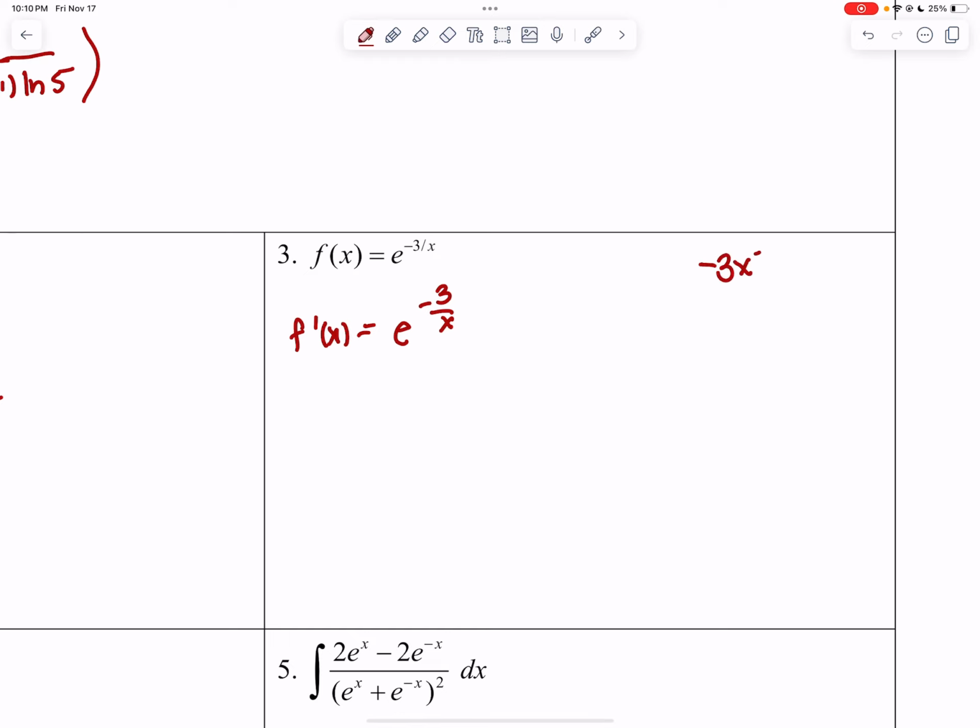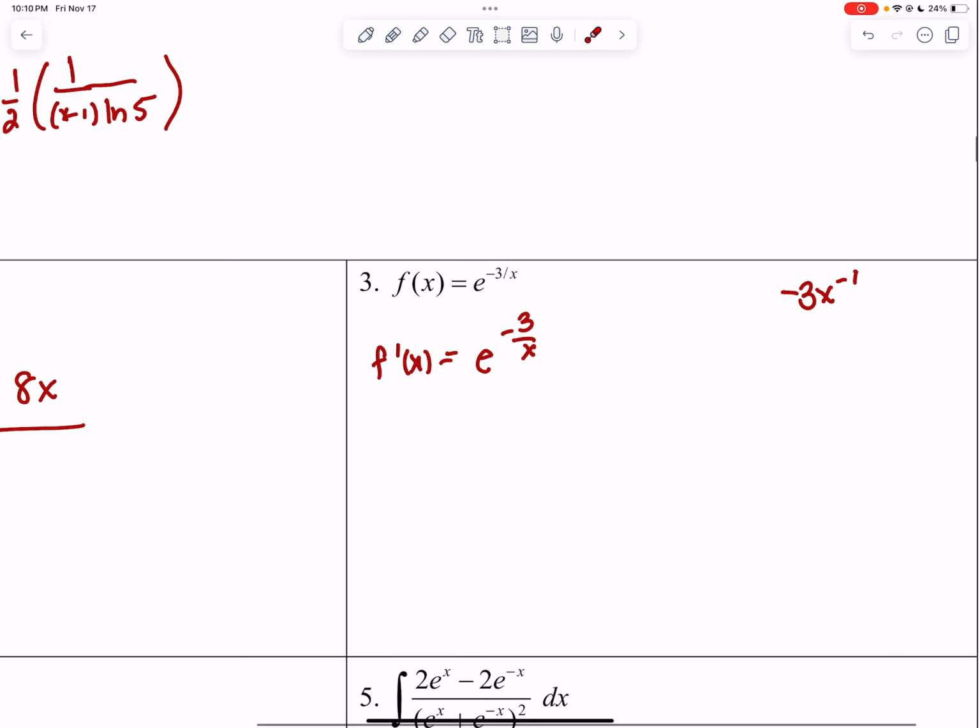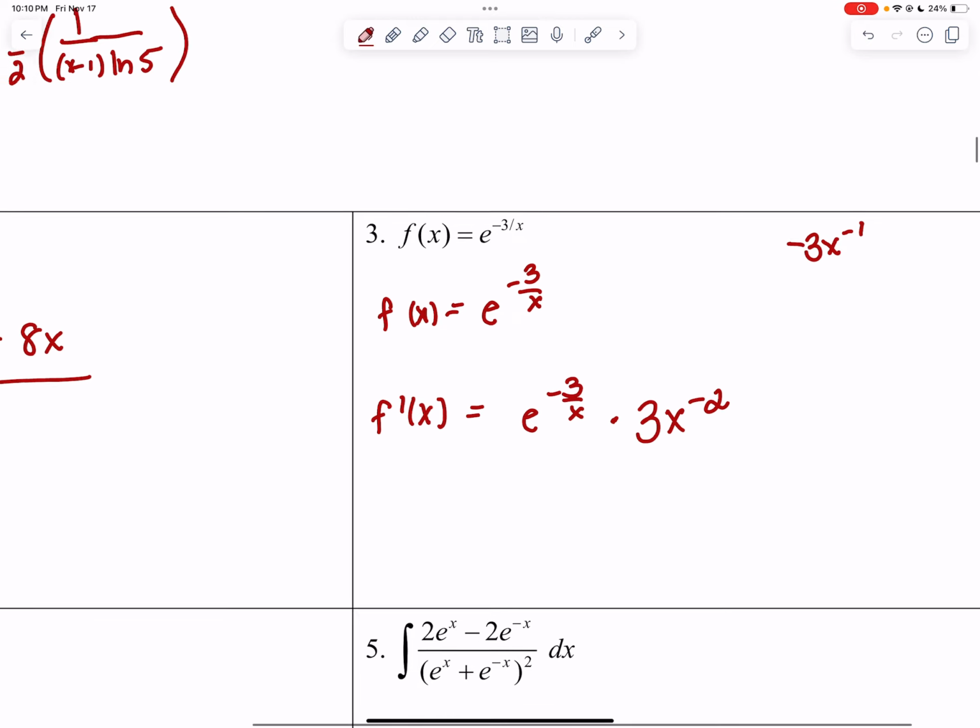So remember, whenever you take the derivative, you're going to multiply the exponents by the coefficient, so that's going to give us 3. That's going to give us e to the -3 over x, and then that's going to give us 3 whenever I multiply this, and then I'm going to subtract 1 from my exponent, which is going to give me -2. So e to the -3 over x times 3x to the -2.